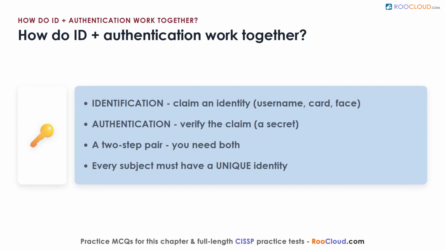How do identification and authentication actually work together? They are a two-step pair, and you need both. Identification is when a subject claims an identity, like typing a username, swiping a smart card, or presenting a face to a scanner. Authentication is when the system verifies that claim against stored records, usually by checking a secret. A core rule is that every subject must have a unique identity. Picture arriving at a secure building. Stating your name is identification, but the guard still has to match your badge before the door opens.